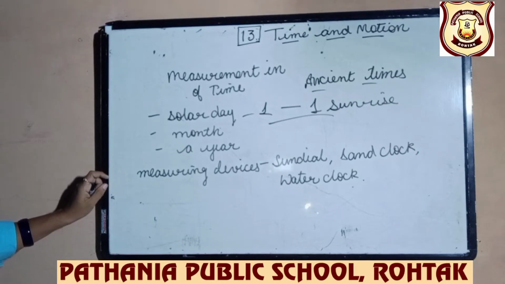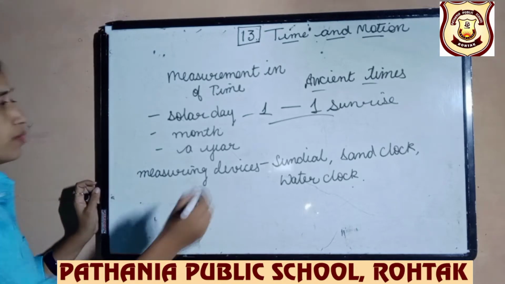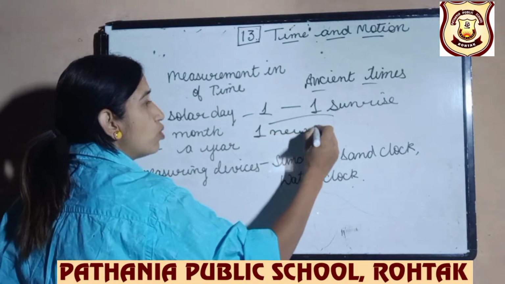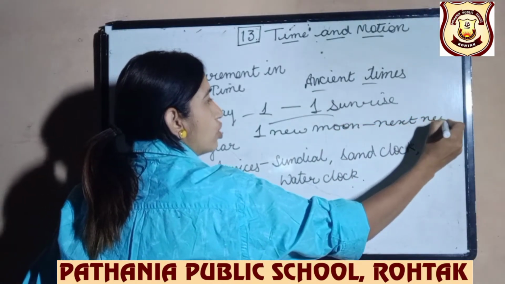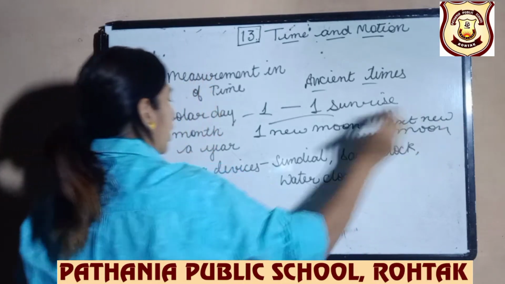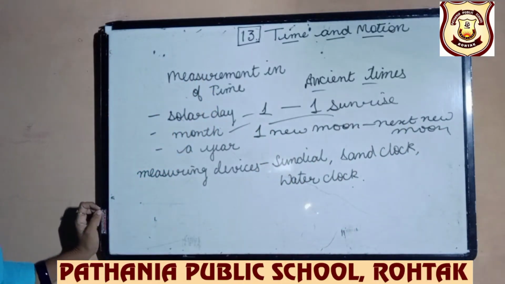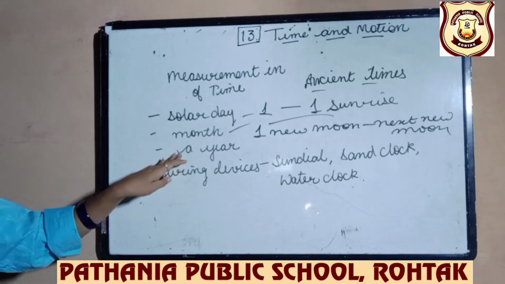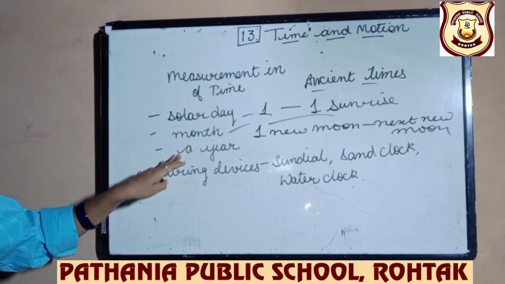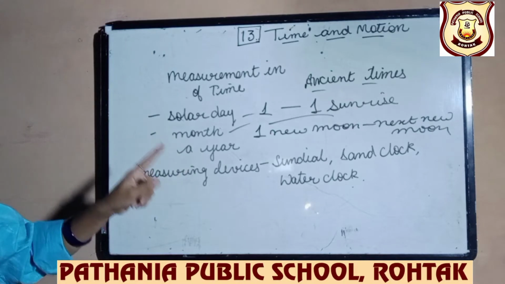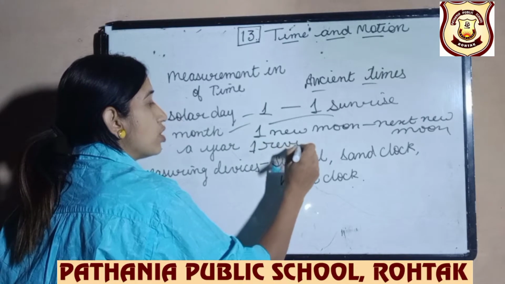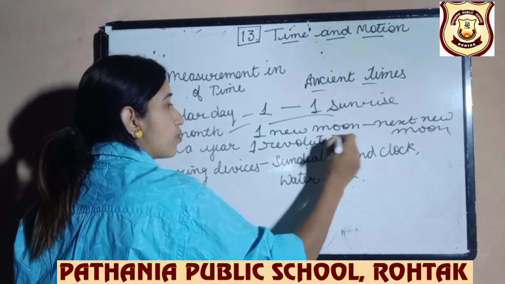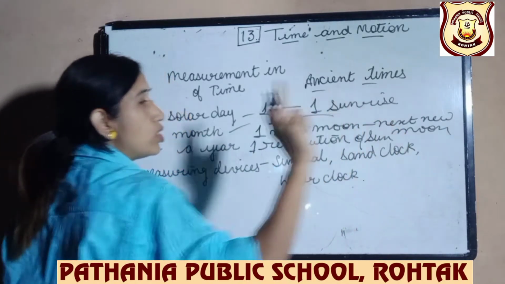Second, we are talking about the time taken between one new moon to the next new moon. That is a month. And then I'm talking about a year. What is a year? The time taken by the earth to complete one revolution of the sun. One revolution of the sun is equal to 1 year.